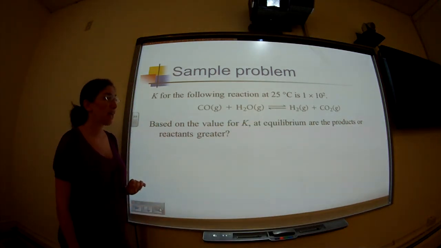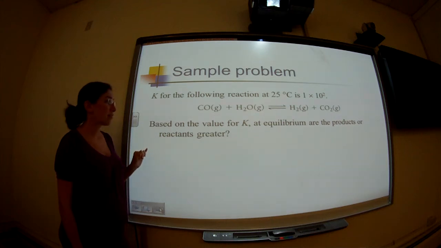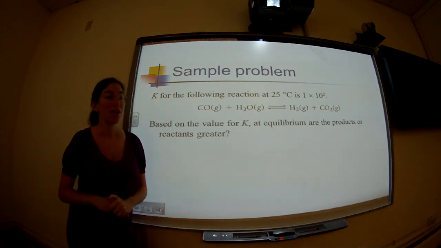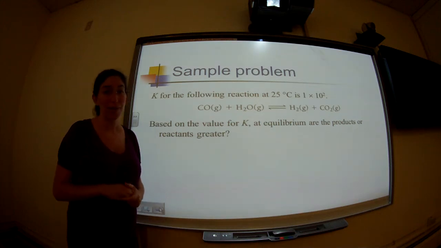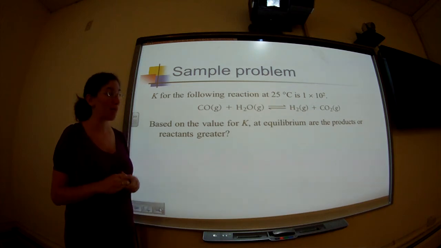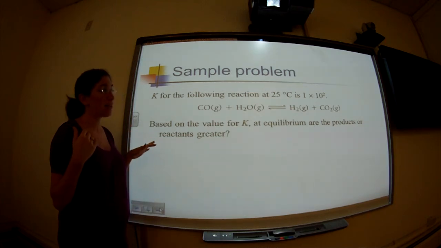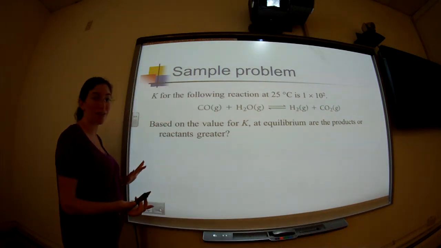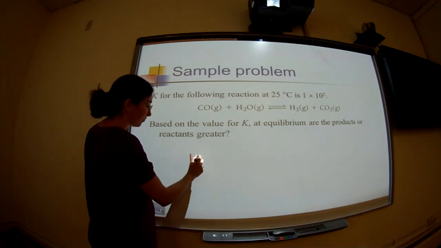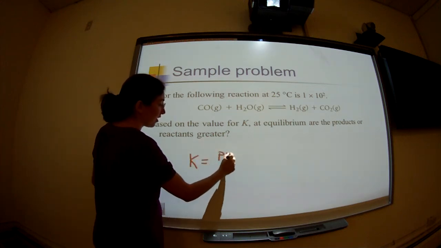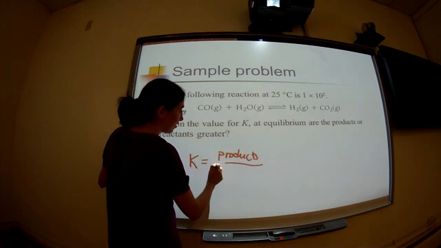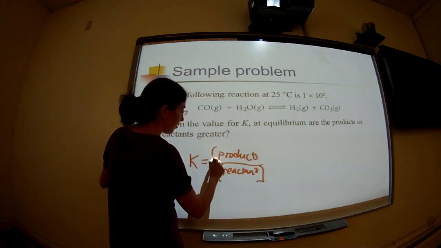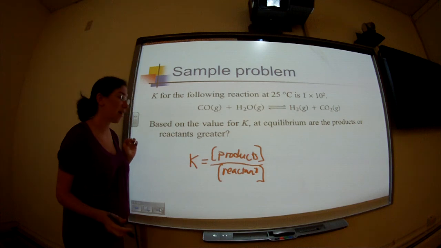Carbon monoxide plus water becomes hydrogen gas and carbon dioxide. So based on the value for K at equilibrium, are the products or reactants greater? You don't actually have to do any math necessarily or set up an equilibrium problem, if you remember that table, if you have it memorized. But let's just set it up very basically. I just want to write this out, just to walk through the thinking exercise.